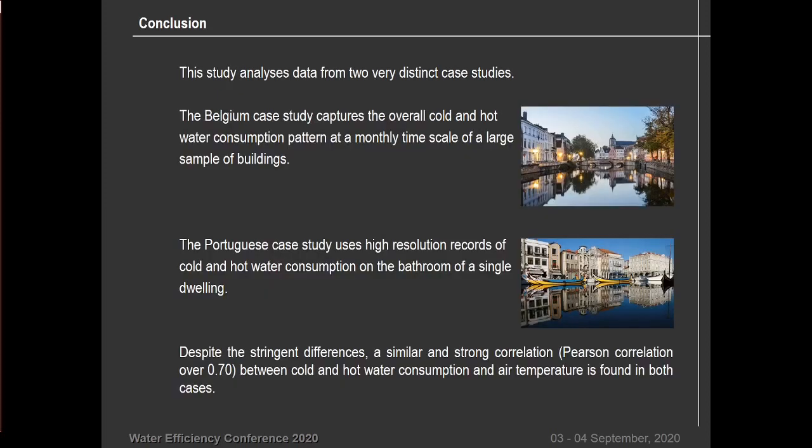In conclusion, this study analyzes data from two very distinct case studies. The Belgian case study captures the overall cold and hot water consumption pattern at a monthly time scale of a large sample of buildings. On the other hand, the Portuguese case study uses high-resolution records of cold and hot water consumption in a bathroom of a single dwelling. But despite the stark differences, a similar and strong correlation, Pearson correlation over 0.7, between cold and hot water consumption and air temperature is found in both cases.